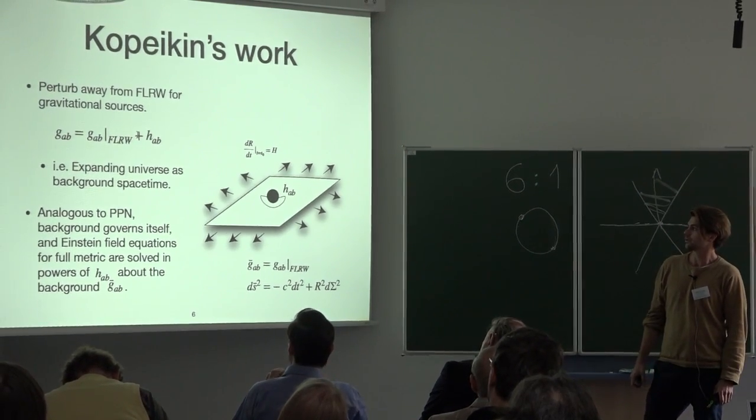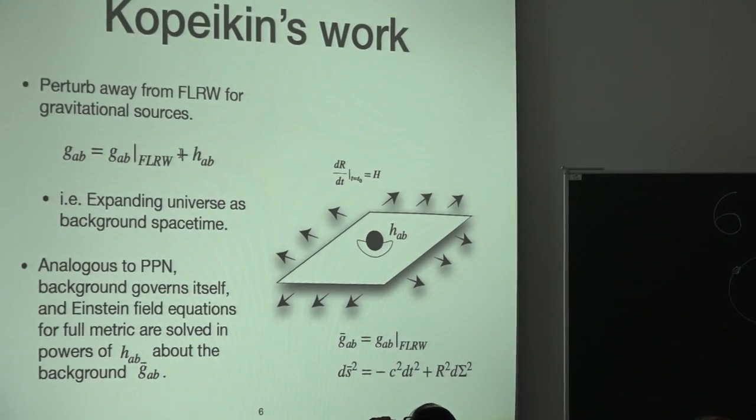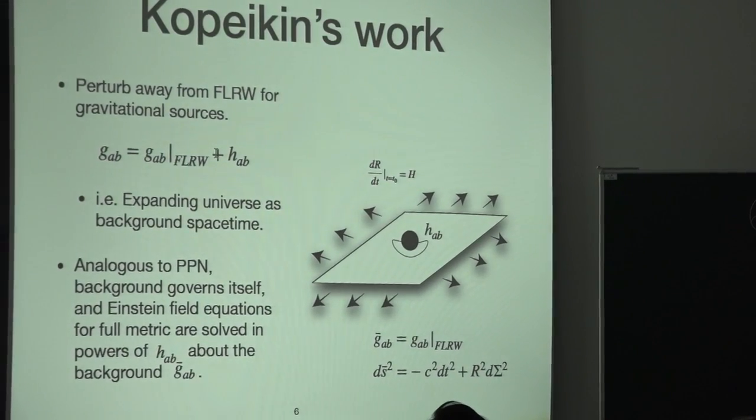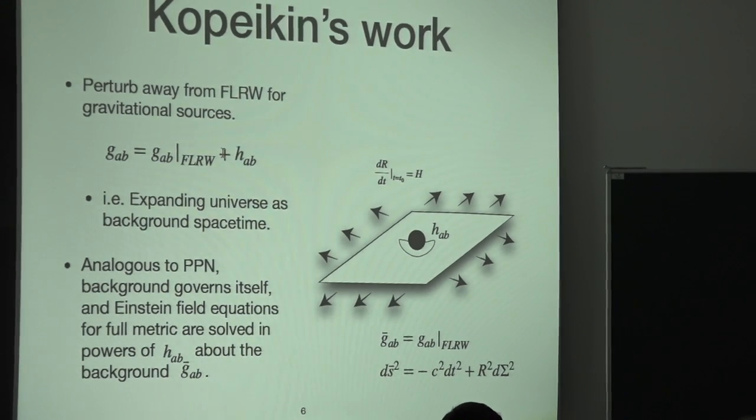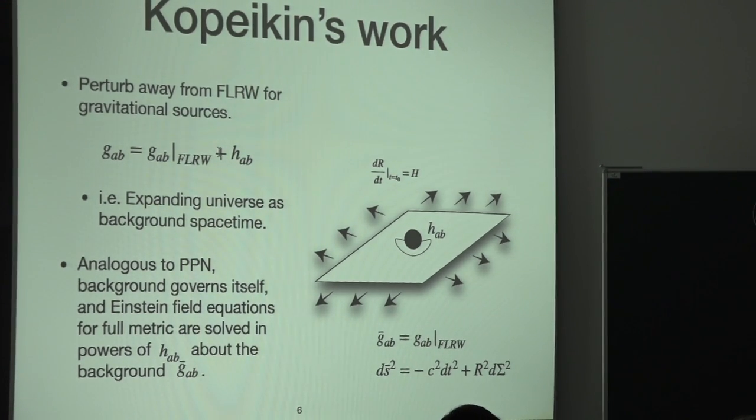Sergei's theoretical work basically says, okay, we know or we assume in the standard model that the universe is expanding. No matter what, we should have some sort of formalism that extends PPN and accounts for a background metric that's expanding, because we want to use some sort of formalism at any scale where background expansion matters. So you have the background metric being Friedmann, and then you have any sort of gravitational perturbations on top of that in the form of h_ab, similar to PPN, but extending.